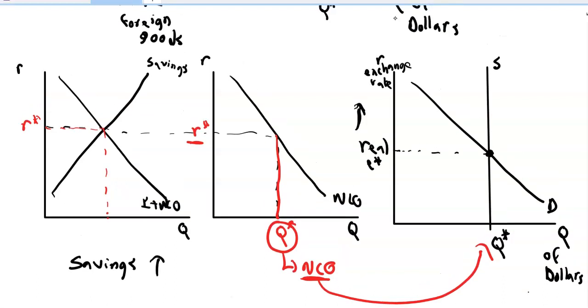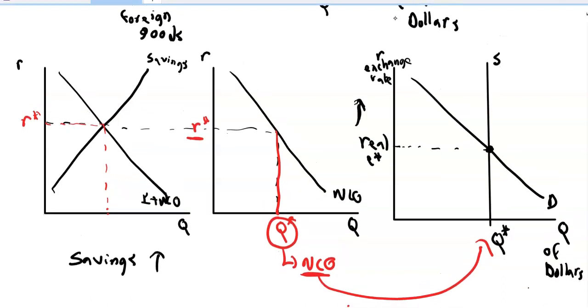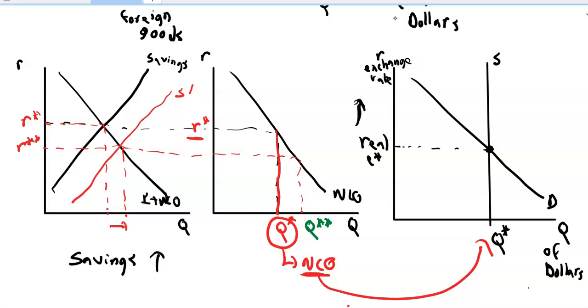As savings goes up, this curve will shift to the right. So we see that the real interest rate will decline and the quantity of investment increases. If the real interest rate declines, we see that NCO then becomes more positive. So NCO now moves to Q star star, the green part. So this is now my NCO.